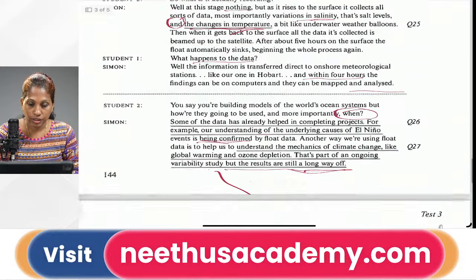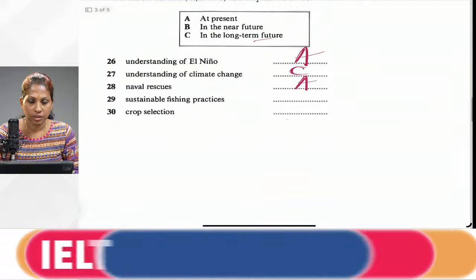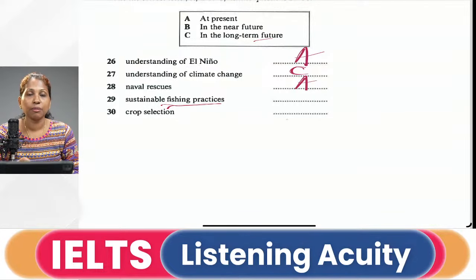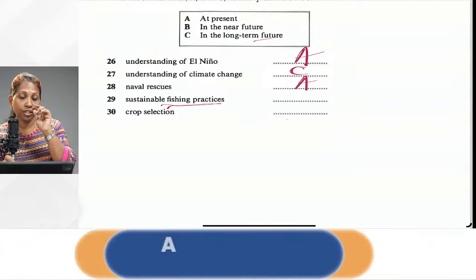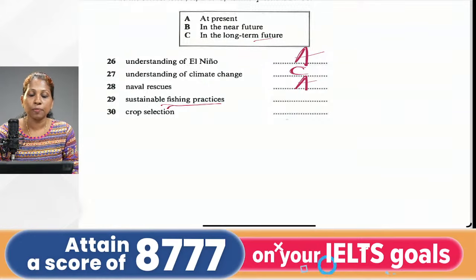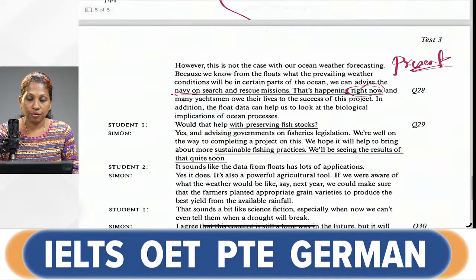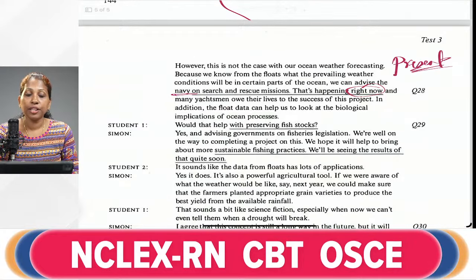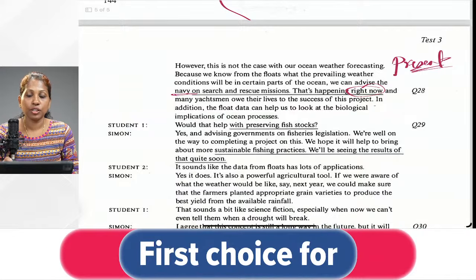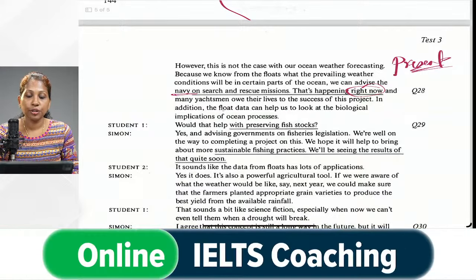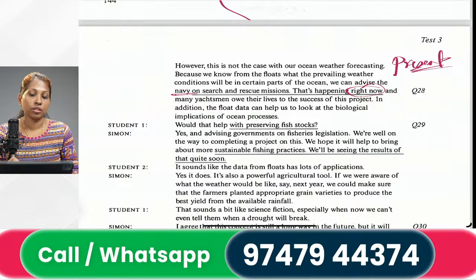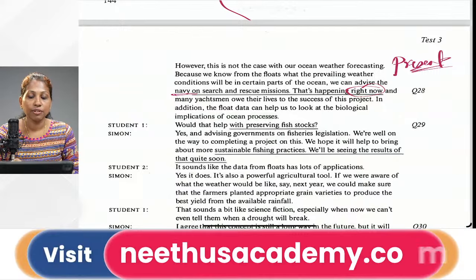Okay, going forward, the next question is sustainable fishing practices. The keyword is again fishing. How is this used for fishing purposes? Let's go to the part. When you hear the audio piece, you can see after that, and many yachtsmen owe their lives to the success of this project. People who have yachts. In addition, the float data can help us look at biological implications of ocean processes, and that is a distractor. We're looking for fishing. Would that help with preserving, the student asked, would that help with preserving fish stocks? Yes. So the answer is yes.